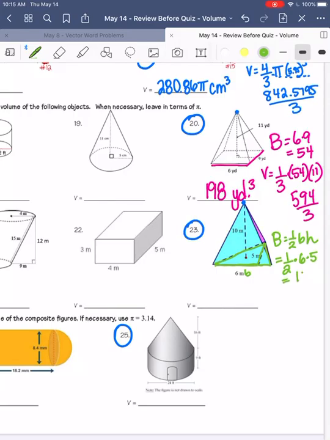So that gives me 15. Okay? 6 times 5 is 30, and then half of 30 is 15. So now I can plug in the formula. So this is base, this is height, and now this 10 is the height of the whole pyramid. So 1/3 big B times H. Okay, so then that's 150 divided by 3, which gives me 50 meters cubed.